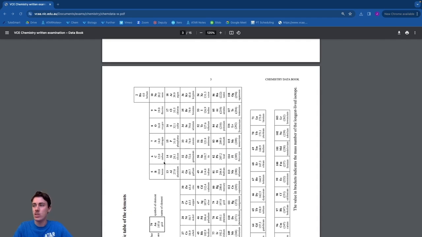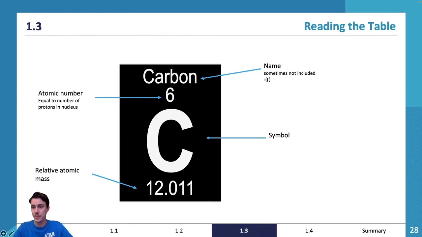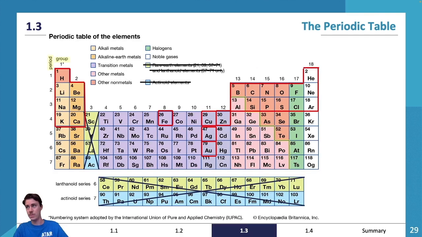But as you can see here, it's carbon 12. It says 6, then C, then 12, and then carbon. So essentially the C refers to carbon, the 12 is the relative atomic mass, which we'll discuss, and the 6 is the atomic number. Those are some of the things you're going to need to know when going through this. So this is a periodic table, a really big and massive periodic table.